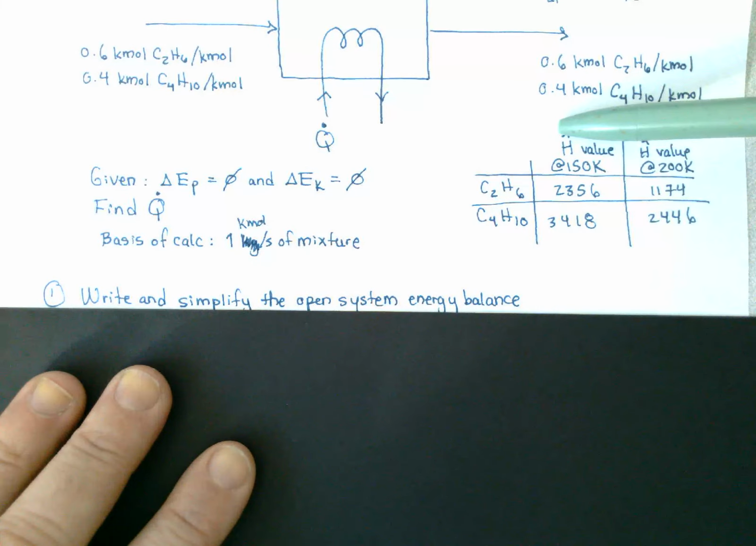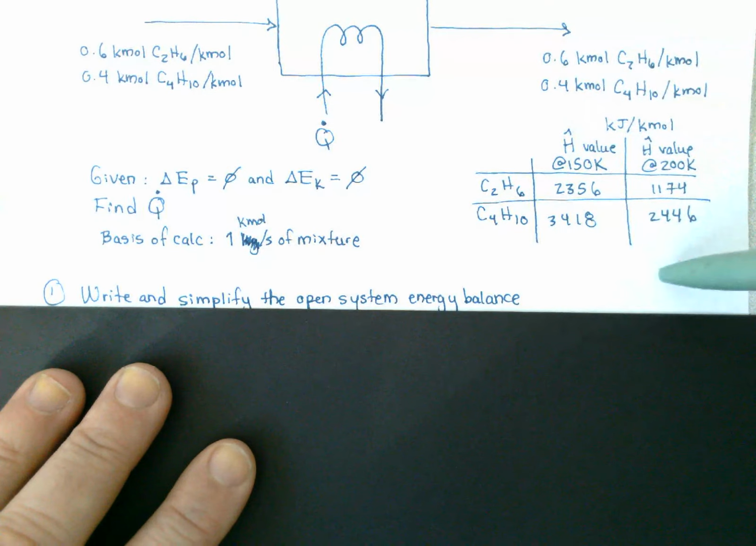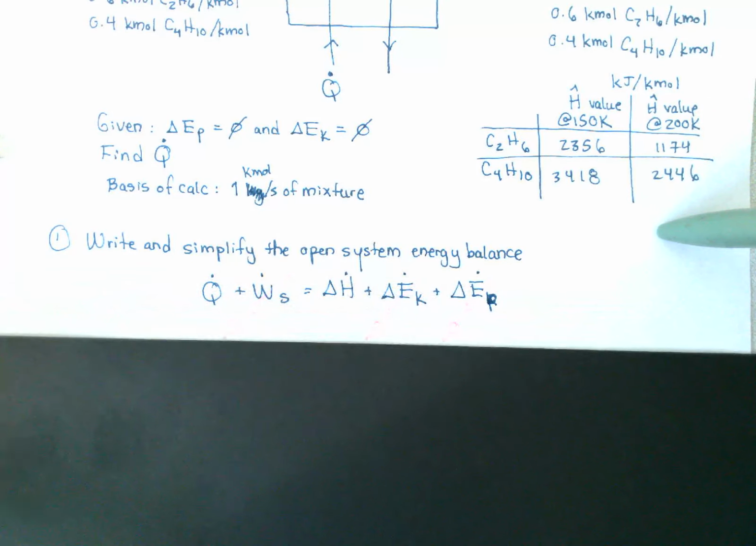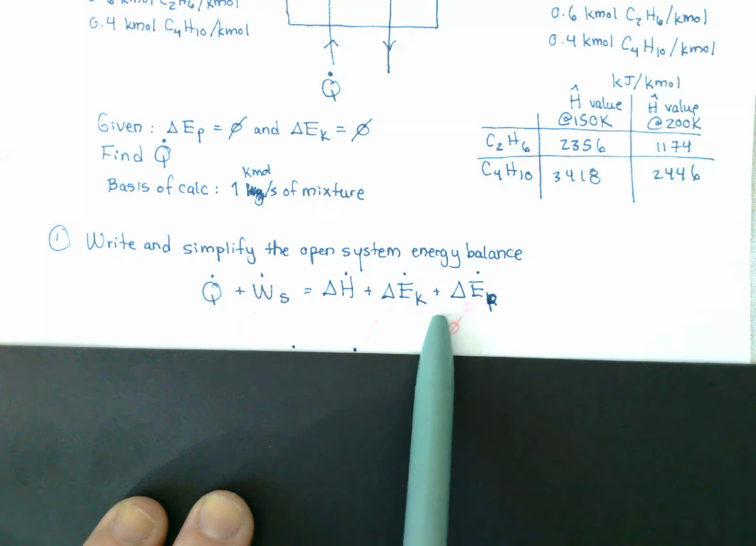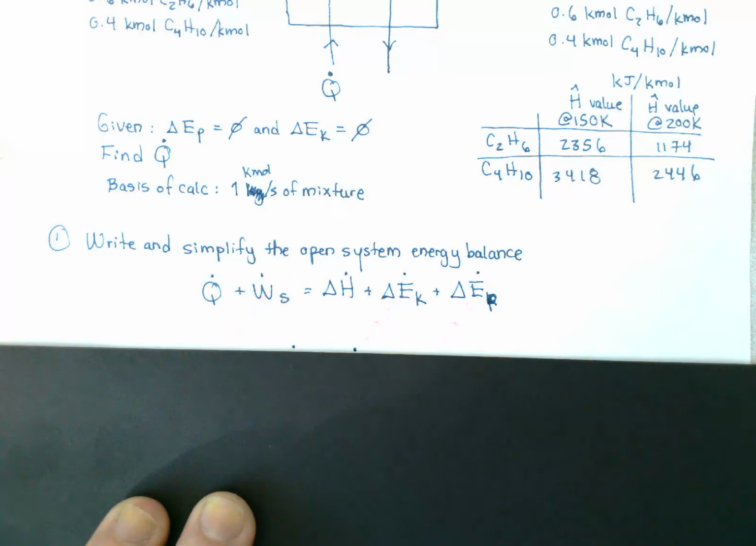Whenever we talk about enthalpy, it must be an open system. Okay, so let's write out our balance. So Q plus shaft work is the change in enthalpy plus the change in kinetic and the change in potential.